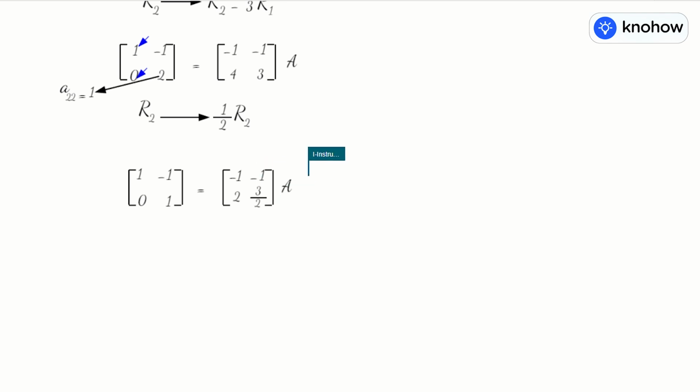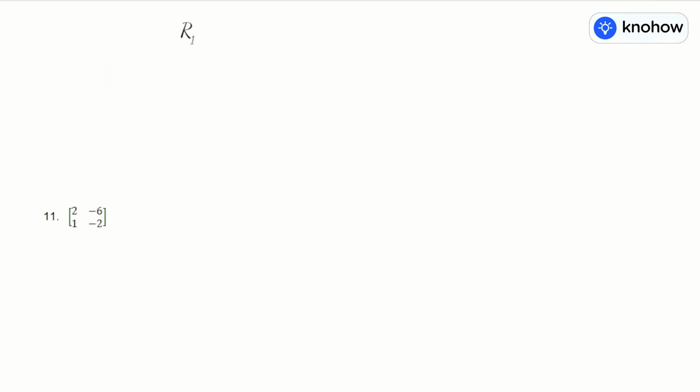And now we want to make this element, which is A12 equal to 0, and which is simple, you add R1 plus R2. So replace R1 by R1 plus R2, you get 1 plus 0, 1, and this will become 0, and of course 0, 1. So we have got I on the left side. Applying the same on the right side, minus 1 plus 2 will make it 1, minus 1 plus 3 by 2 will make it half. Write the second row as such, ending.